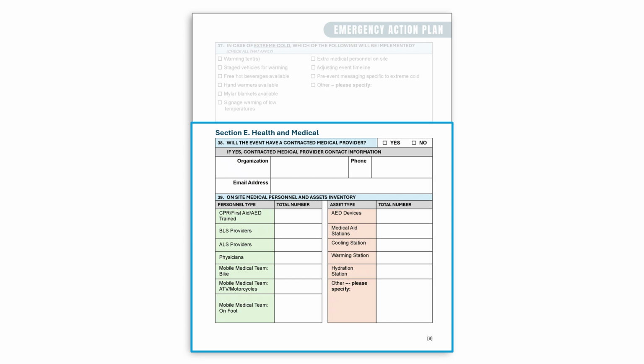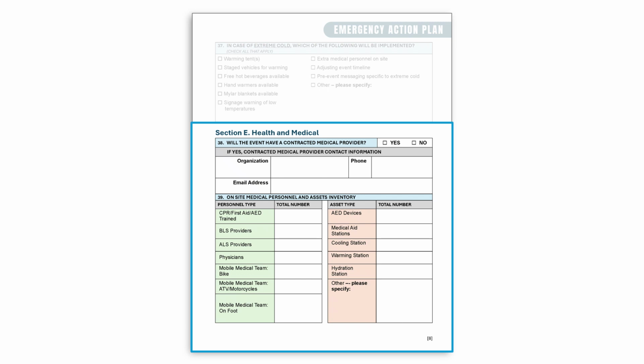Question 38. Will the event have a contracted medical provider? Details asked. Indicate whether a professional medical provider is contracted and provide their contact information, including organization name, phone number, and email address. Why it matters. Reliable medical support is essential at special events to manage emergencies quickly and reduce strain on local EMS. A contracted provider ensures dedicated resources are ready to respond.